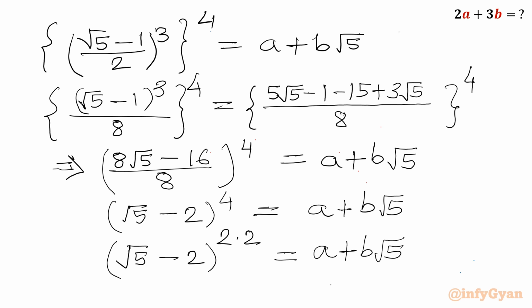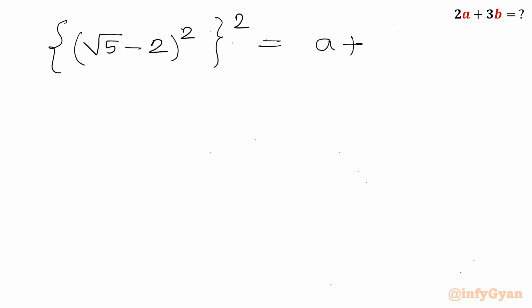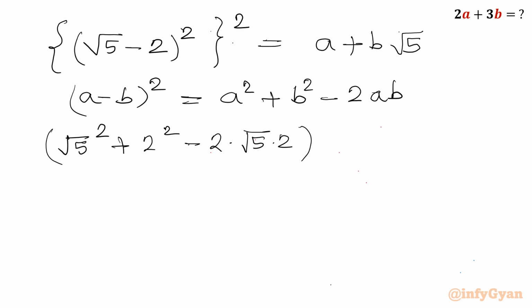Again, I will use the same property. So it will become (root 5 minus 2 whole square) whole square. RHS is a plus b root 5. Now I will use the a minus b whole square identity. It will be equal to a square plus b square minus 2 times ab. So I will write root 5 square plus 2 square minus 2 times root 5 times 2, and then whole square. It will be equal to a plus b root 5.